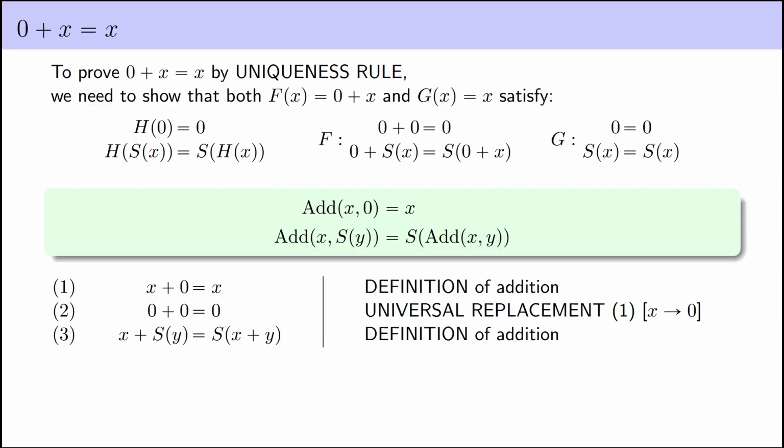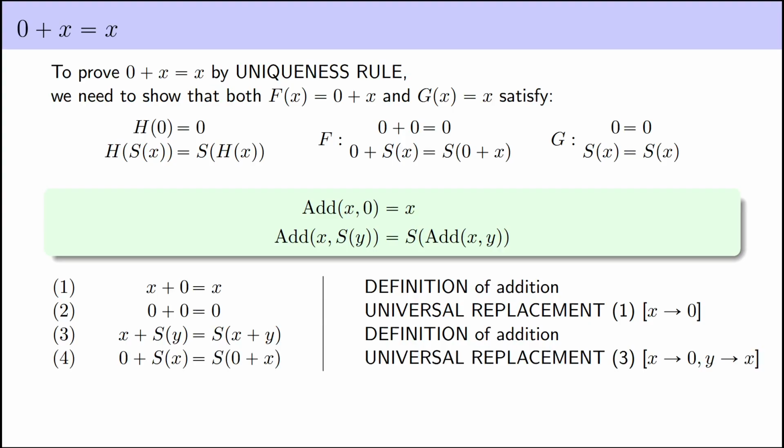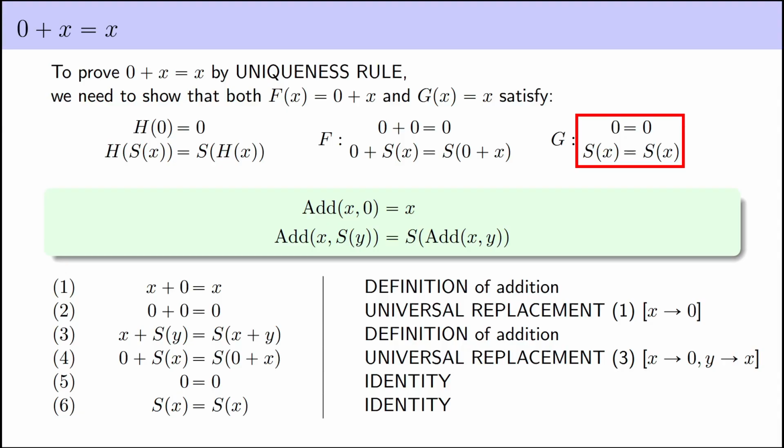Next, we go back to the definition of addition. The second line says that x plus the successor of y equals the successor of x plus y, so we can write that down. If we then replace all the x's with zeros and all the y's with x's, we get 0 plus the successor of x equals the successor of 0 plus x, the second thing we were trying to show. The third thing that we needed to show was that 0 equals 0, which is just an identity. And the fourth thing we needed to show was that the successor of x is equal to the successor of x, which is also just an identity.